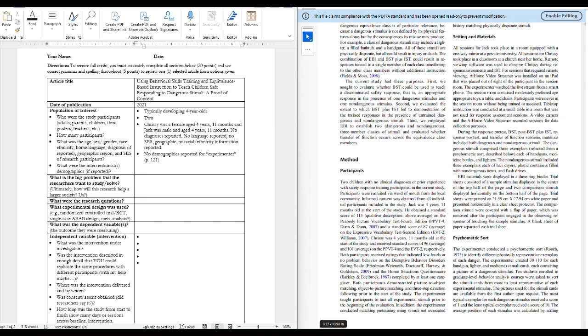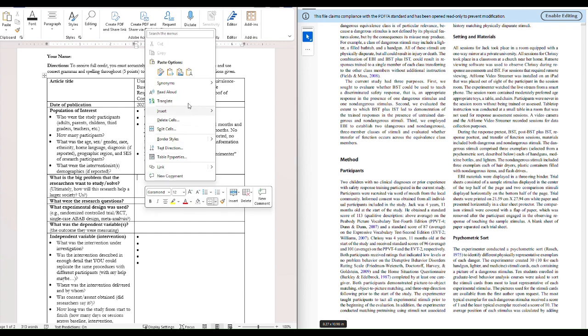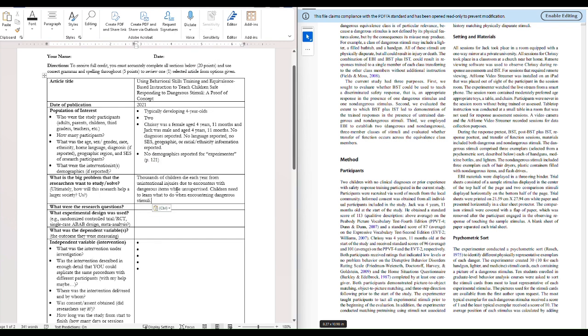Okay. What is the problem that they want to solve? We read it in the abstract. So I'm going to go ahead, I just wrote something up elsewhere and paste it. This has got to be in your own words.